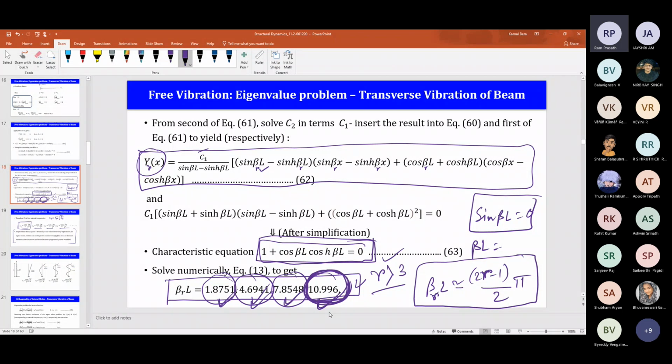Yes, sir, it's coming 10.9... 10.995, sir. Oh, 10.995. So then it is very close. So this expression you can use for r greater than 3.